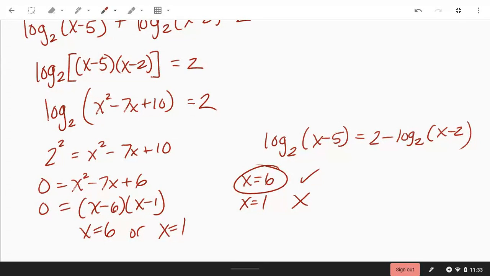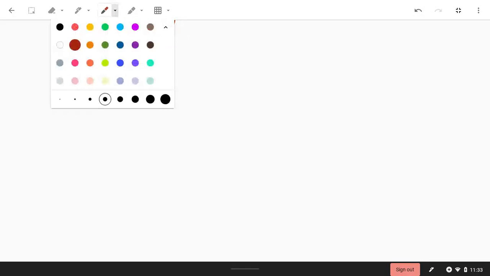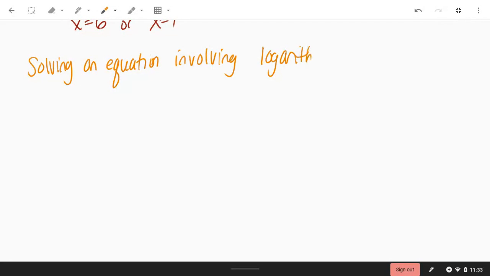Okay. All right. One more topic. The last topic we have is solving an equation involving logarithms on both sides. And this is problem type 2. This is actually a little bit of an easier problem.